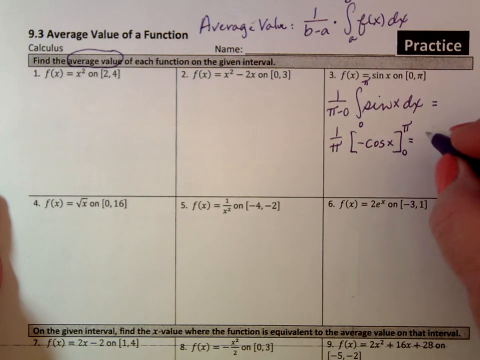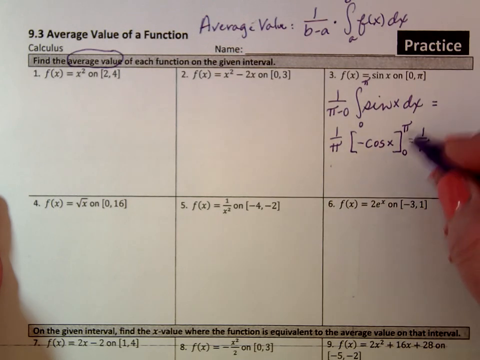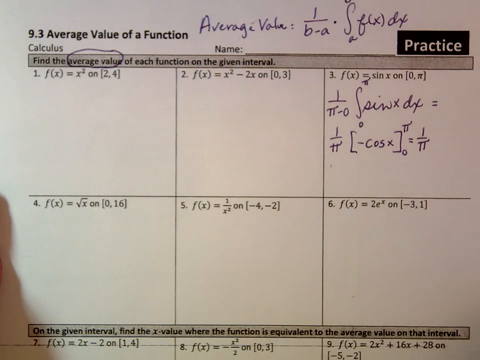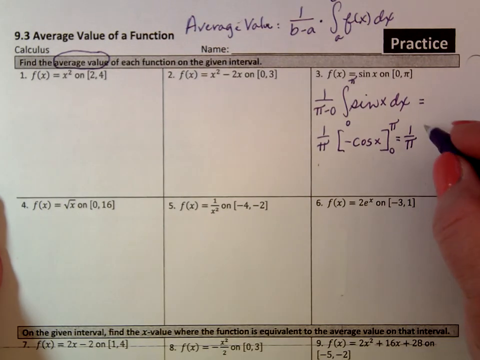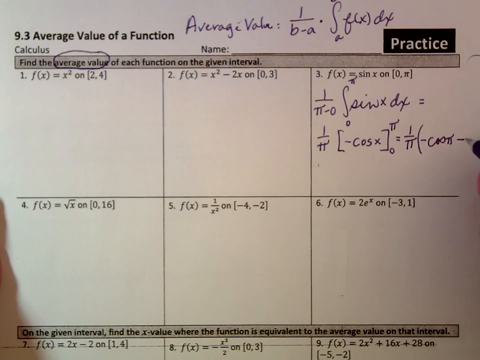So what does that look like? You've got 1 over pi, this outside coefficient. And if I put a pi into this place and a 0 into this place and do f of b minus f of a, that's where I'm heading next. So it's going to be a negative cosine of pi minus a negative cosine of 0, but negative makes this plus, a cosine of 0.